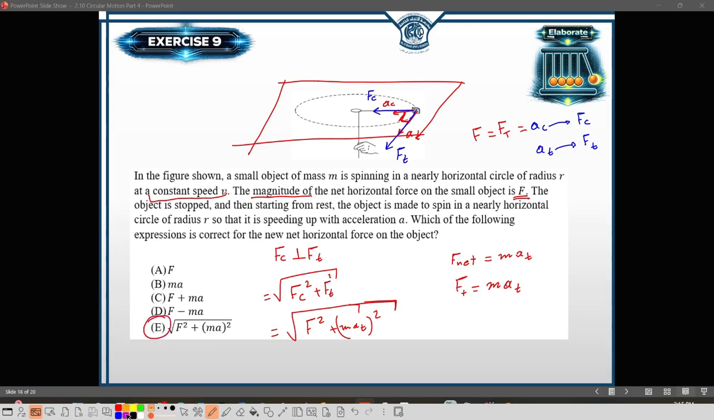Now, if we want to determine the direction of this force, it will be the same as the direction of the acceleration. The acceleration will be in this way, and the direction of the net force of the horizontal forces will be the same.